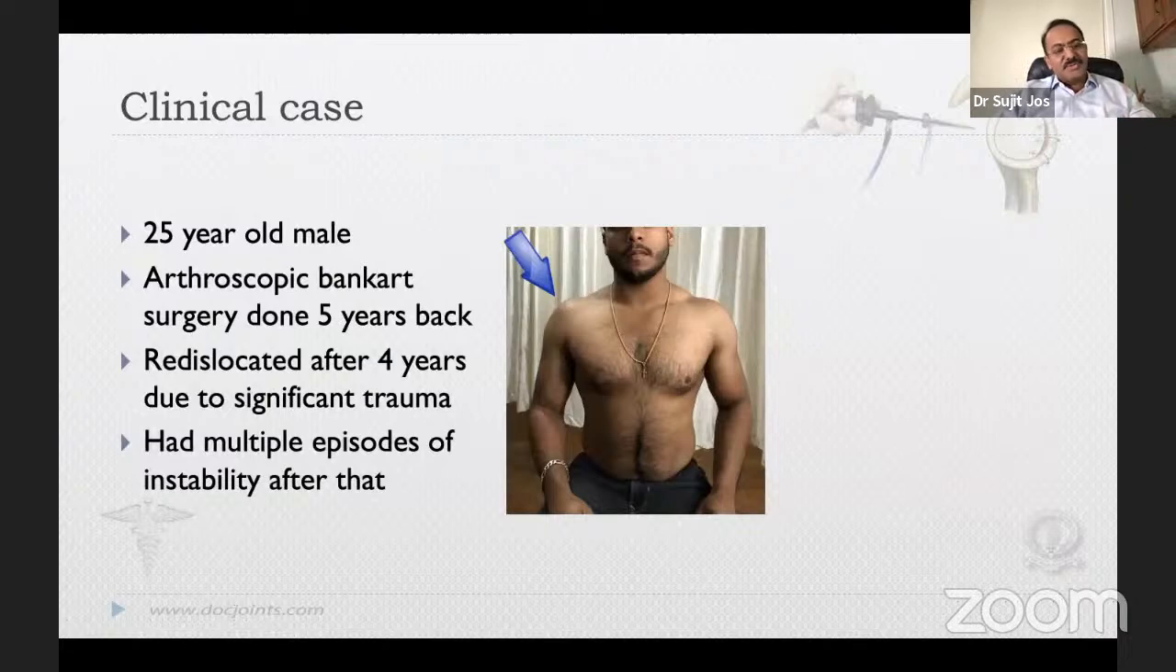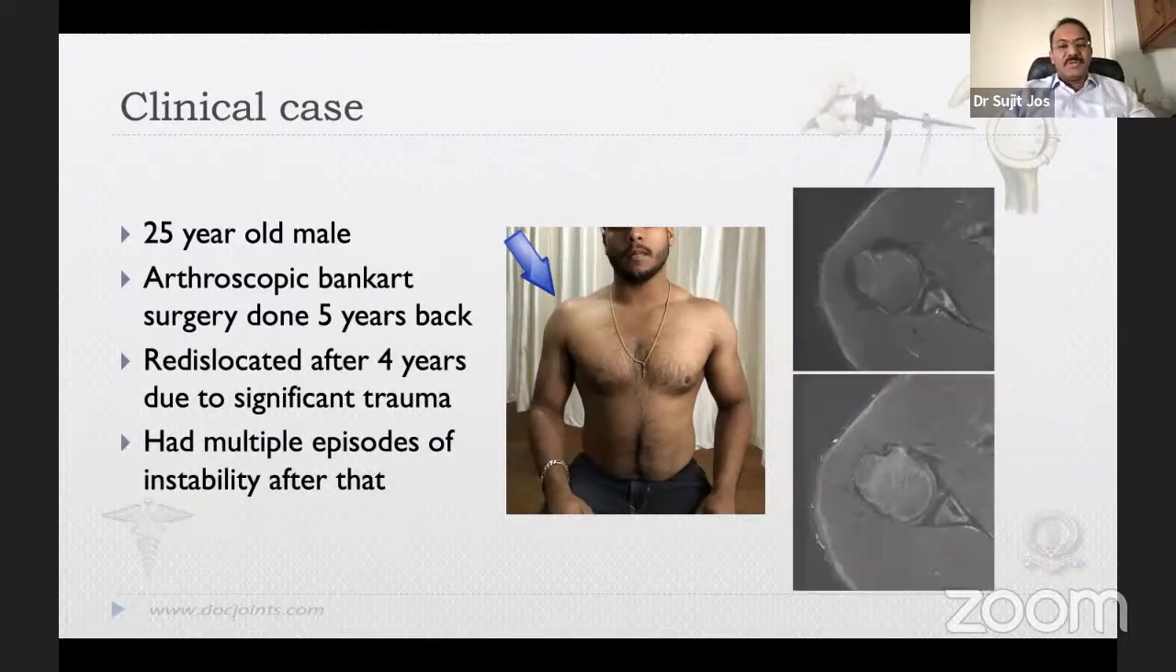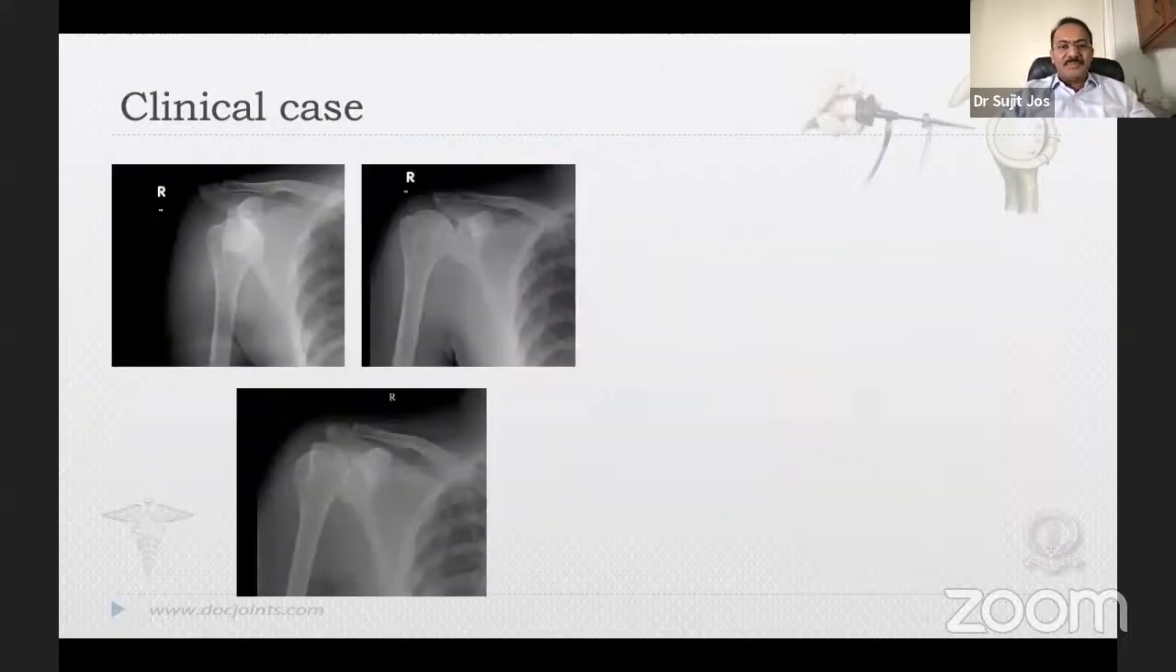There's another patient, a 25-year-old male, arthroscopic Bankart done 5 years back. He redislocated after falling from a height, and then had multiple episodes of dislocation. You can see the wasting of the deltoid. He was a bodybuilder, not by profession, by recreation.